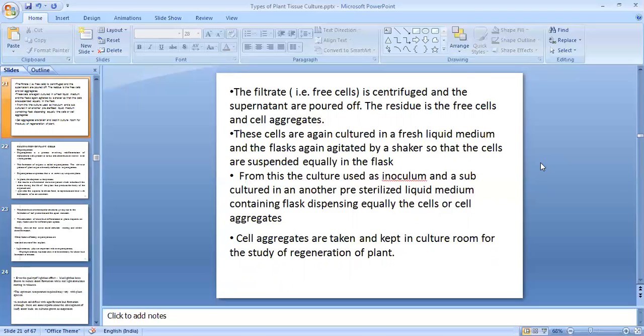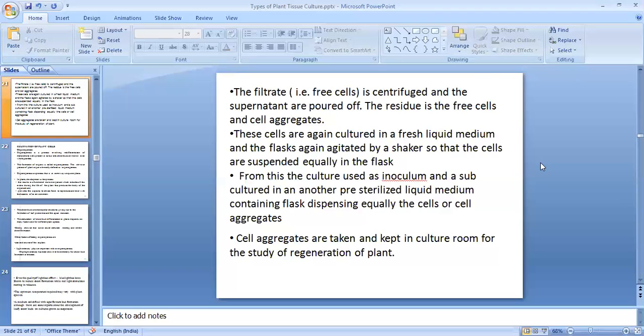So in this way, the same process is repeated to suspend each and every individual cell in a nutrient medium or the culture medium. From this culture, the inoculum is subcultured in a pre-sterilized liquid medium at regular intervals, and it has to be maintained. These cell aggregates are subcultured again and again and kept in the culture room for various studies like regeneration of the whole intact plant or for the production of secondary metabolites.